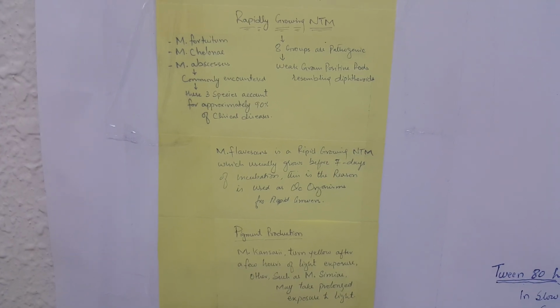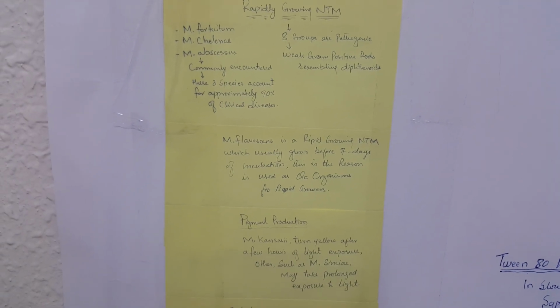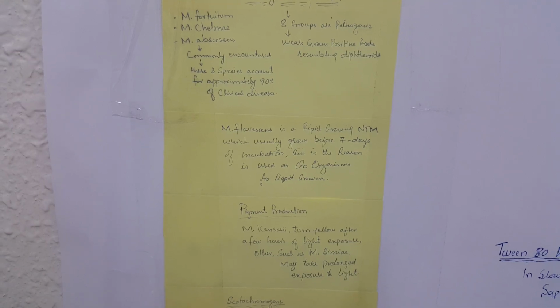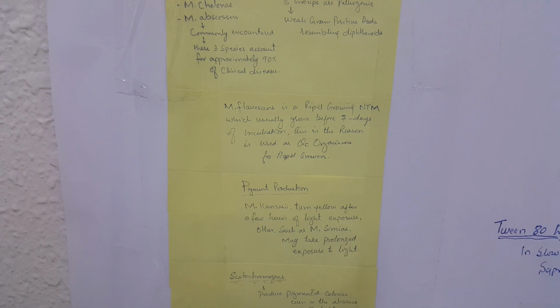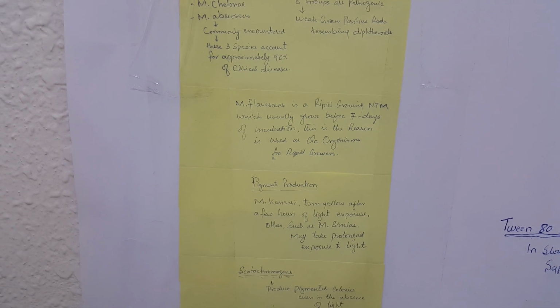M. smegmatis is a rapid growing NTM which usually grows before 7 days of incubation. This is the reason it is used as a QC organism for rapid growers.